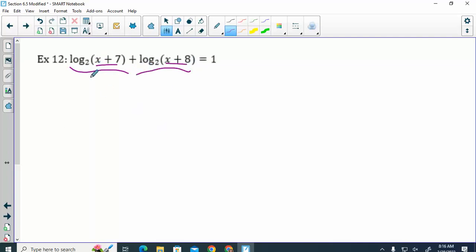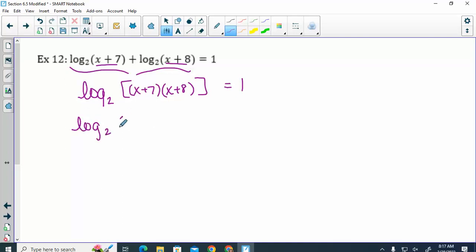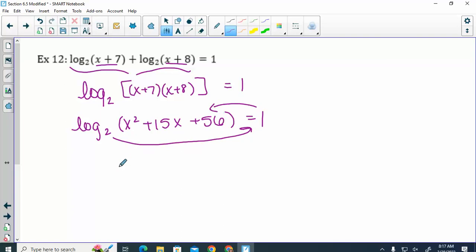Okay, so if our logs are added, how do we combine them? Multiply. So we have log base 2. You don't necessarily have to write this step. I'm writing it just to show you what we're doing. We're going to multiply those two things together, so we have to FOIL. We get x squared plus 8x and plus 7x, so plus 15x plus 56. Then if there's a log on one side, change it into exponential form.